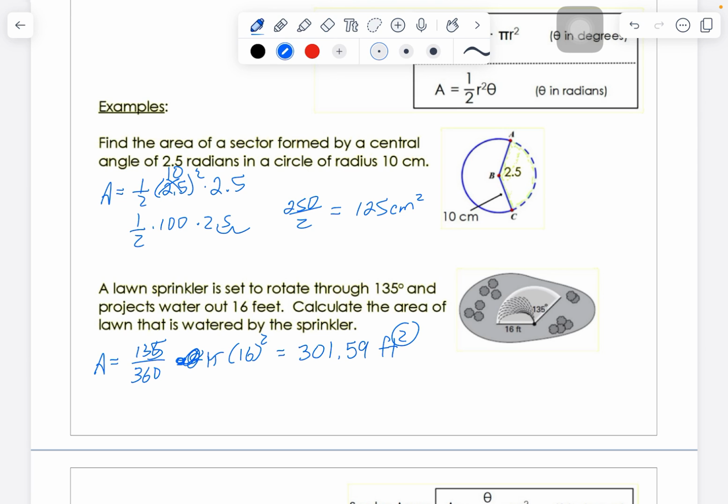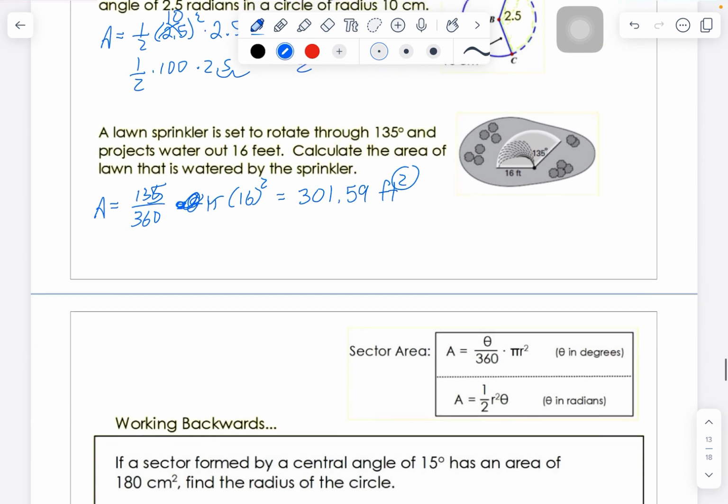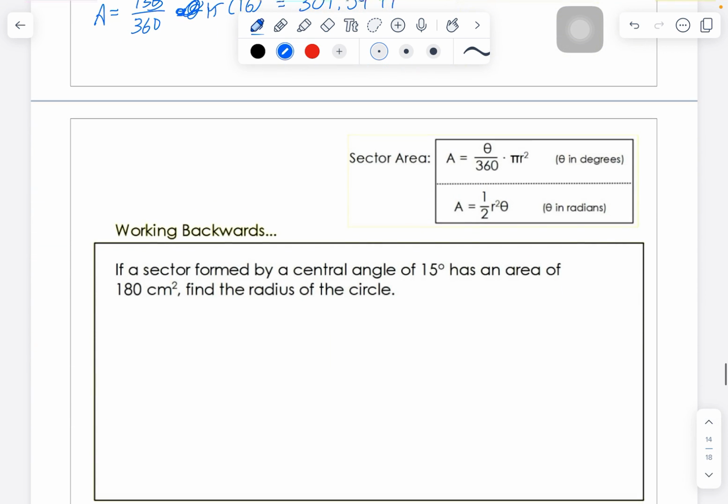So again, just make sure you check to see what your angle is being measured in, and you choose the appropriate formula. Okay, a sector formed by a central angle of 15 degrees has an area of 180. We're going to work our way backwards. So the area is equal to the degrees over 360 times pi r squared. Theta is going to be 15 over 360 pi r squared. So I'm going to make that 15 over 360 into a decimal and then multiply by pi.